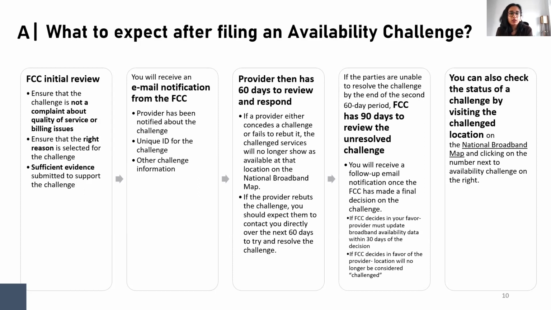And if they are not able to reach a conclusion, then it is the FCC who's going to make the final decision. And when they've done that, the consumer is again going to receive an email, or they can simply go back to the National Broadband Map, look up their location, and find what has happened to their challenge.